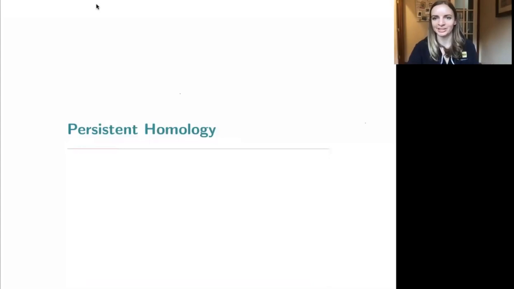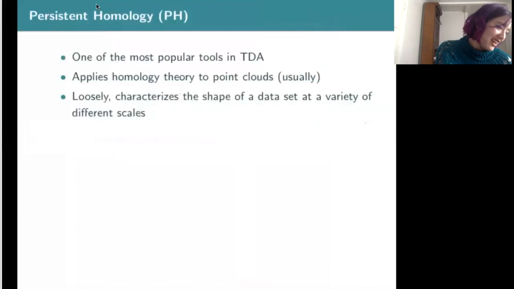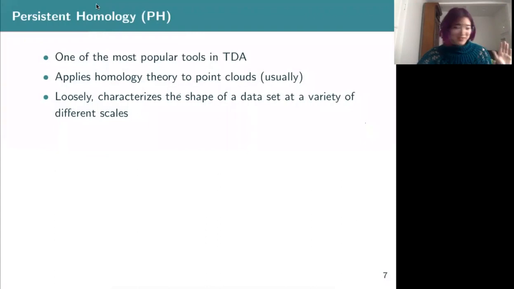Awesome. Okay. So this is maybe getting into what might be the less accessible part of this talk, but I'm going to do my best, and please do ask questions if you're confused. So this section of the talk is going to be talking about persistent homology. Persistent homology is, as I already mentioned, one of the most, if not the most, popular tools in TDA right now. And essentially what persistent homology is, it applies something called homology theory to point clouds.